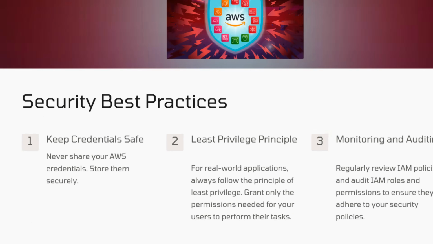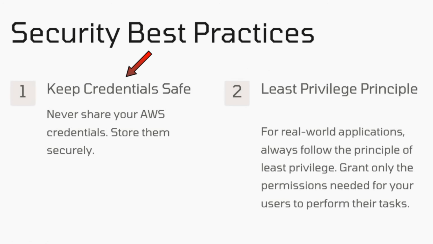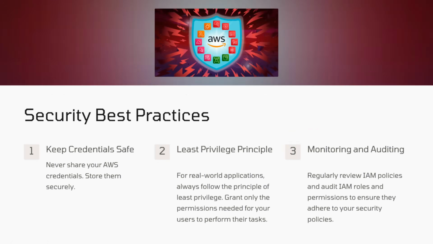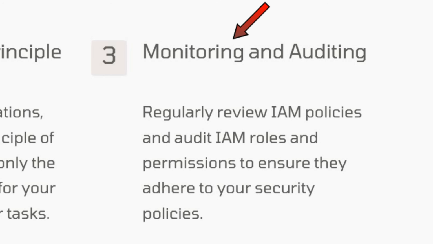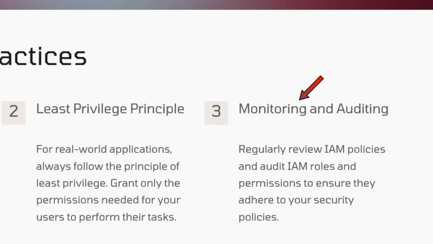Security best practices. First one is keep credentials safe. Never share your AWS credentials and store them securely. Second one is least privilege principle. For real world applications, always follow the principle of least privilege. Grant only the permissions needed for your users to perform their tasks. Third one is monitoring and auditing. Regularly review IAM policies and audit IAM roles and permissions to ensure they adhere to your security policies.